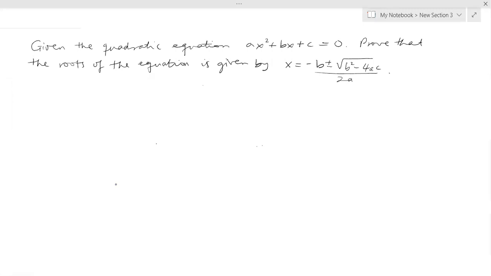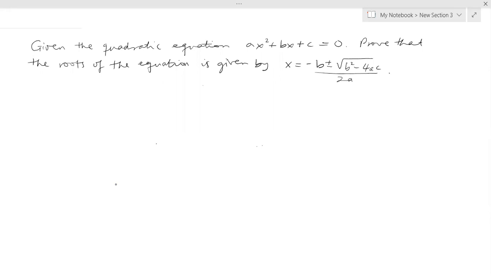In this video, I intend to show you how the formula for the root of any quadratic equation came about. And the formula is x is equal to negative b plus or minus square root of b squared minus 4ac over 2a. It's a popular formula that most of you know already, but you don't know how that came about. So enjoy this video as I show you the proof.